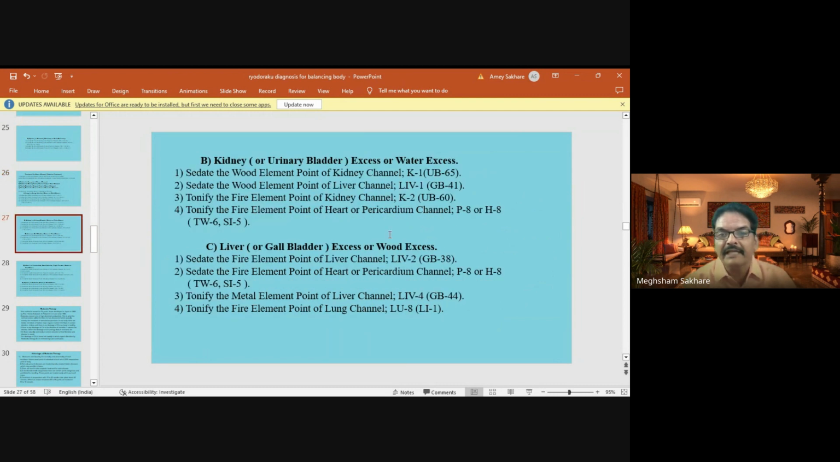Now kidney and water excess, urinary bladder or water excess. Sedate the wood element point of kidney channel, K1. K1 is sedation point and UV65 is sedation point. Liver 1 and GB41 is sedation point. Then tonify the fire element. When water is excess, fire will evaporate the water.